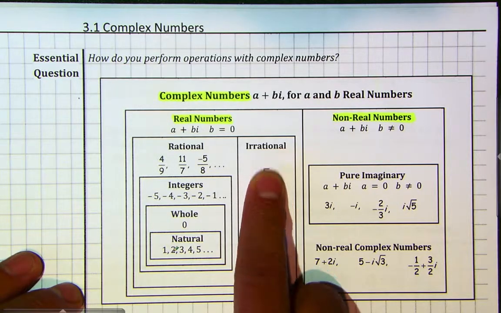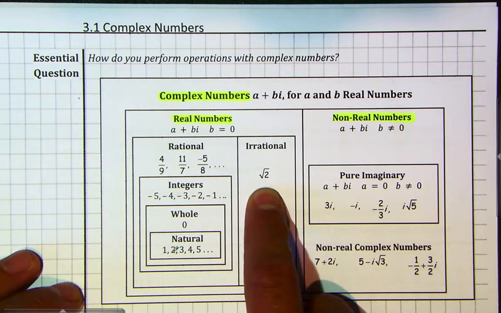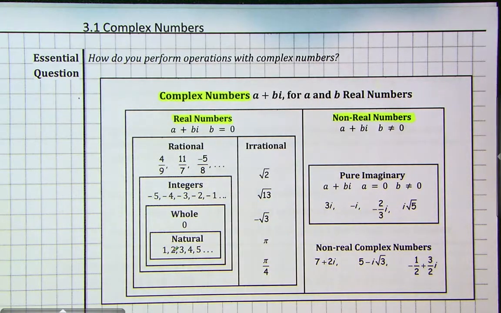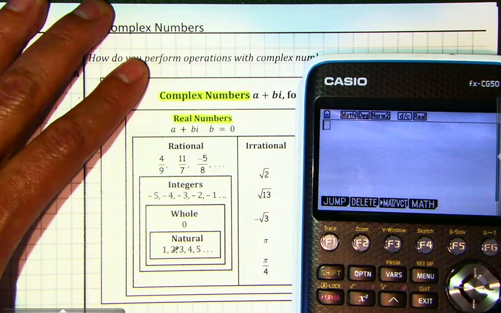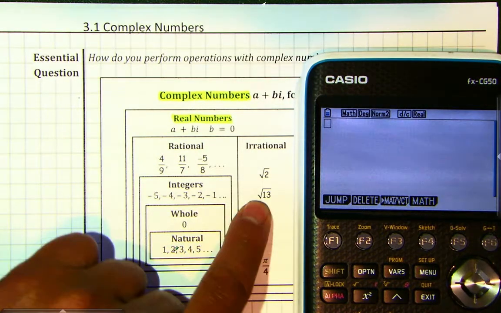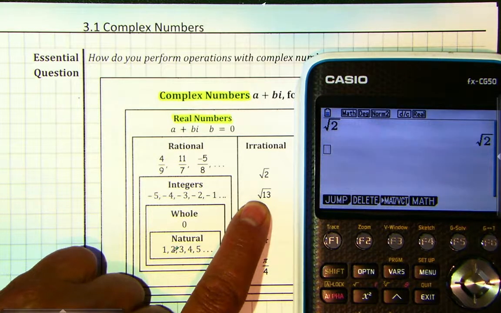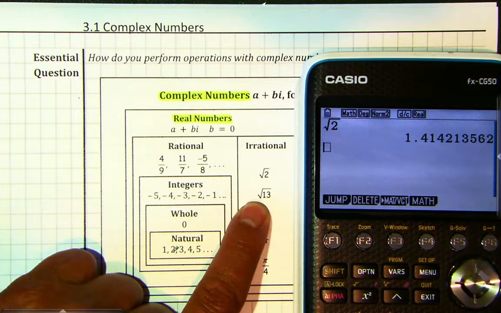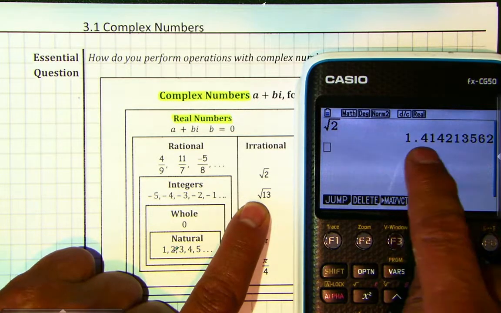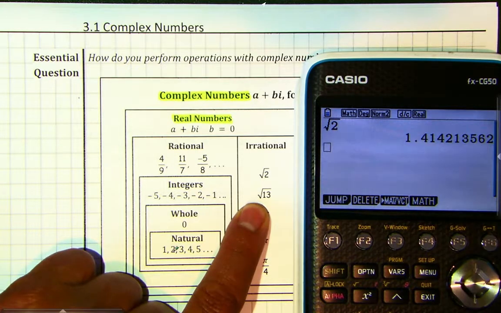Now, do you remember the definition for irrational numbers? What is an irrational number? Correct. An irrational number is any number that, if you convert it to a decimal, for example, the square root of 2, gives you a non-repeating decimal. Notice that the decimals do not repeat. That is an irrational number.